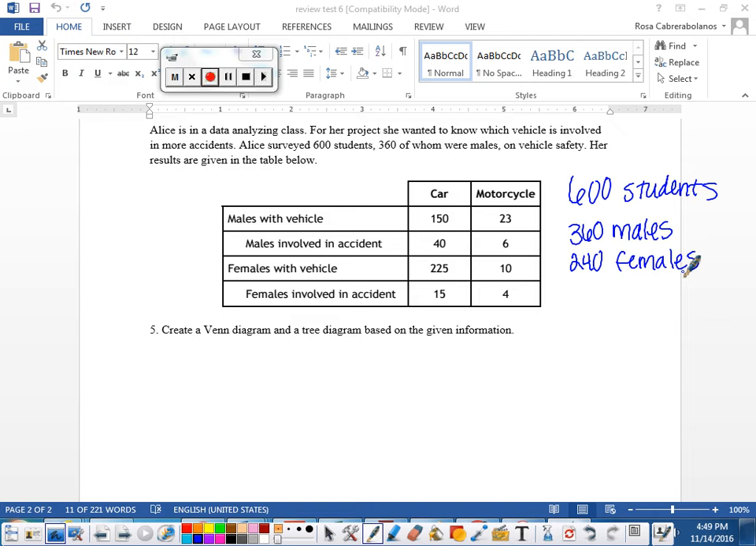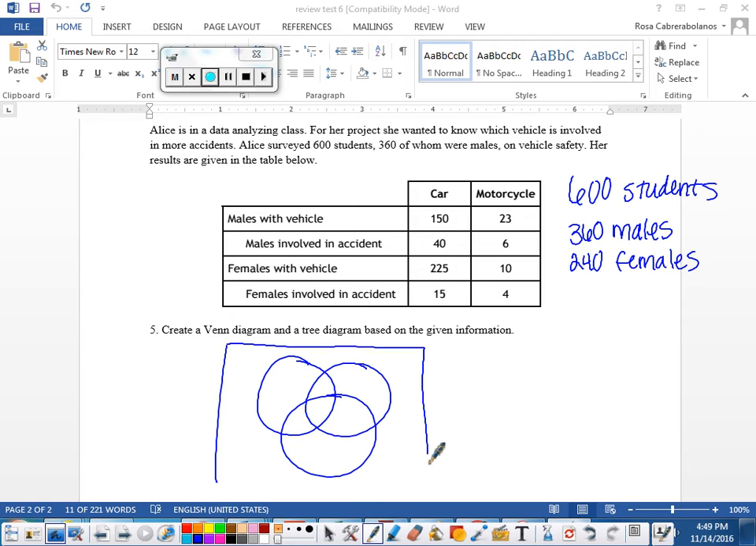Let's start by making our circles, of course. So it's going to be a 3-circle Venn diagram, or somebody said I can't say Venn diagram because Venn means 2. I'm not sure about that, but let's call it a diagram. Alice is a female, so I'm going to call this first circle females. We're interested in vehicle accidents, so this one's going to be vehicle. And we're interested in accidents, so this is going to be called accidents. My writing keeps getting worse and worse. Look at that A. Bad.